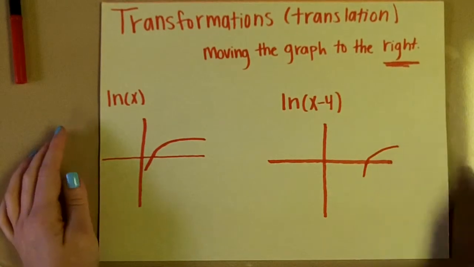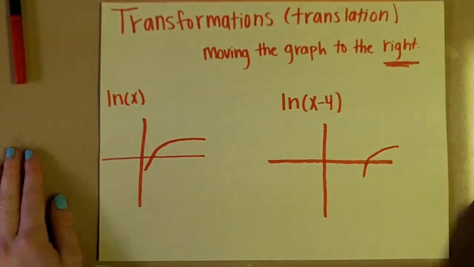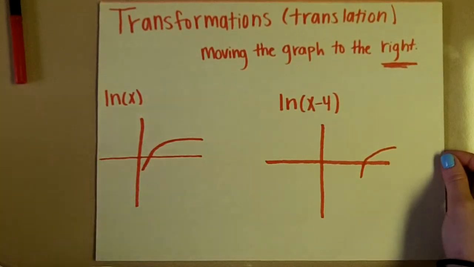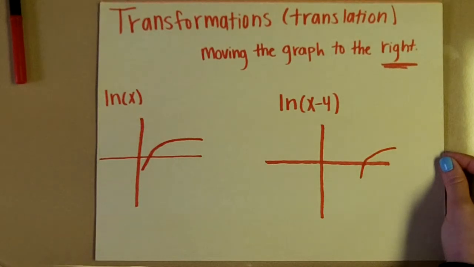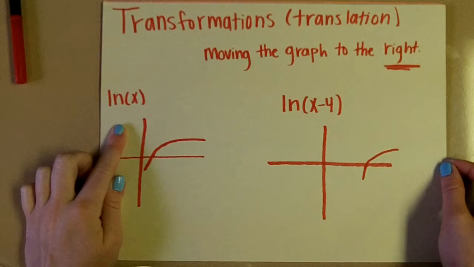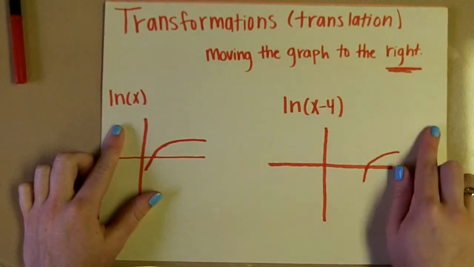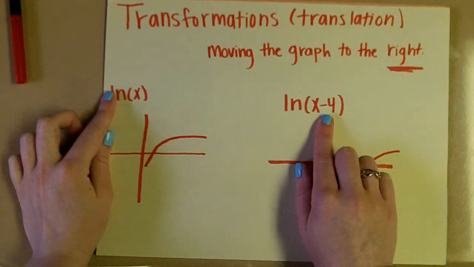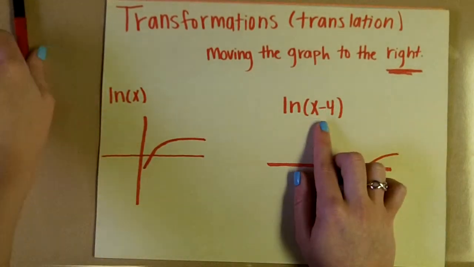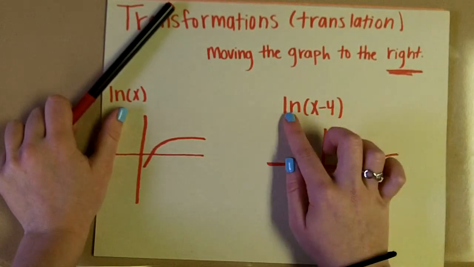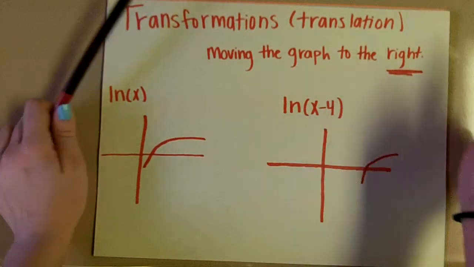Translations, moving the graph to the right or left, you're doing basically the same thing, but you're putting the numbers in different spots. So for example, this is the regular ln of x graph, and then here you're moving it to the right. One thing about moving it to the right or the left, you might think you would add to move to the right, but you actually subtract. So to move the ln of x function to the right, you do ln of (x minus 4) in parentheses.